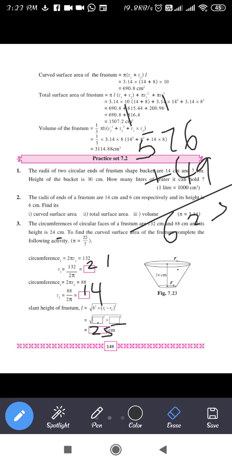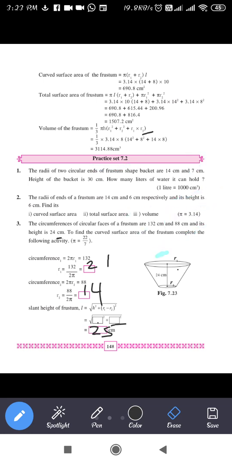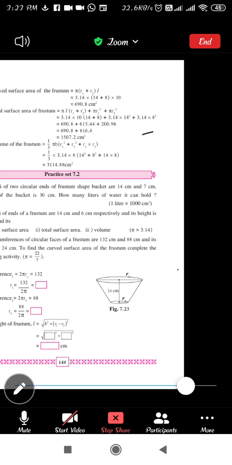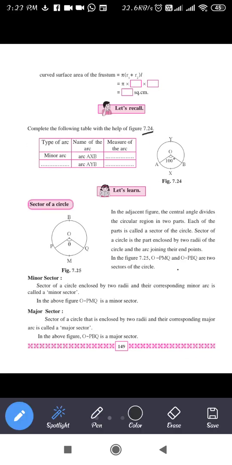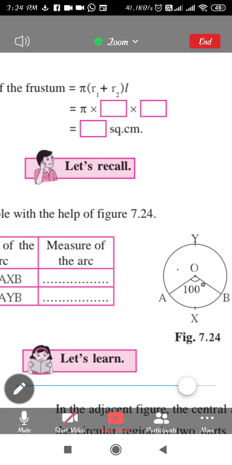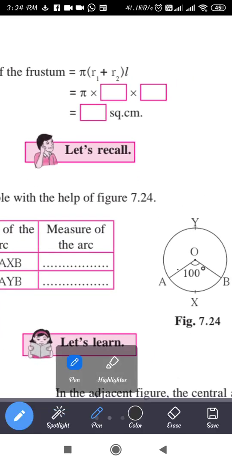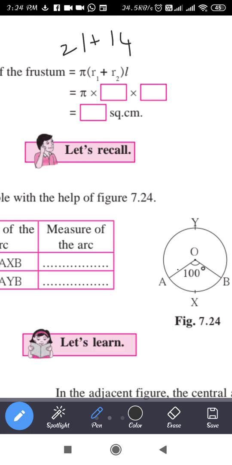Now you got the values. You got the value of r1, the value of r2, and the value of slant height, that is L, equals 25 centimeter. Now you have to find the curved surface area. So that is the formula, pi into r1 plus r2 into L. Now here we will substitute the values. Pi into r1 plus r2, that is 21 plus 14. So 21 plus 14 is 35. So you will write here 35 into 25, multiplied by pi. Now you will multiply these three values.